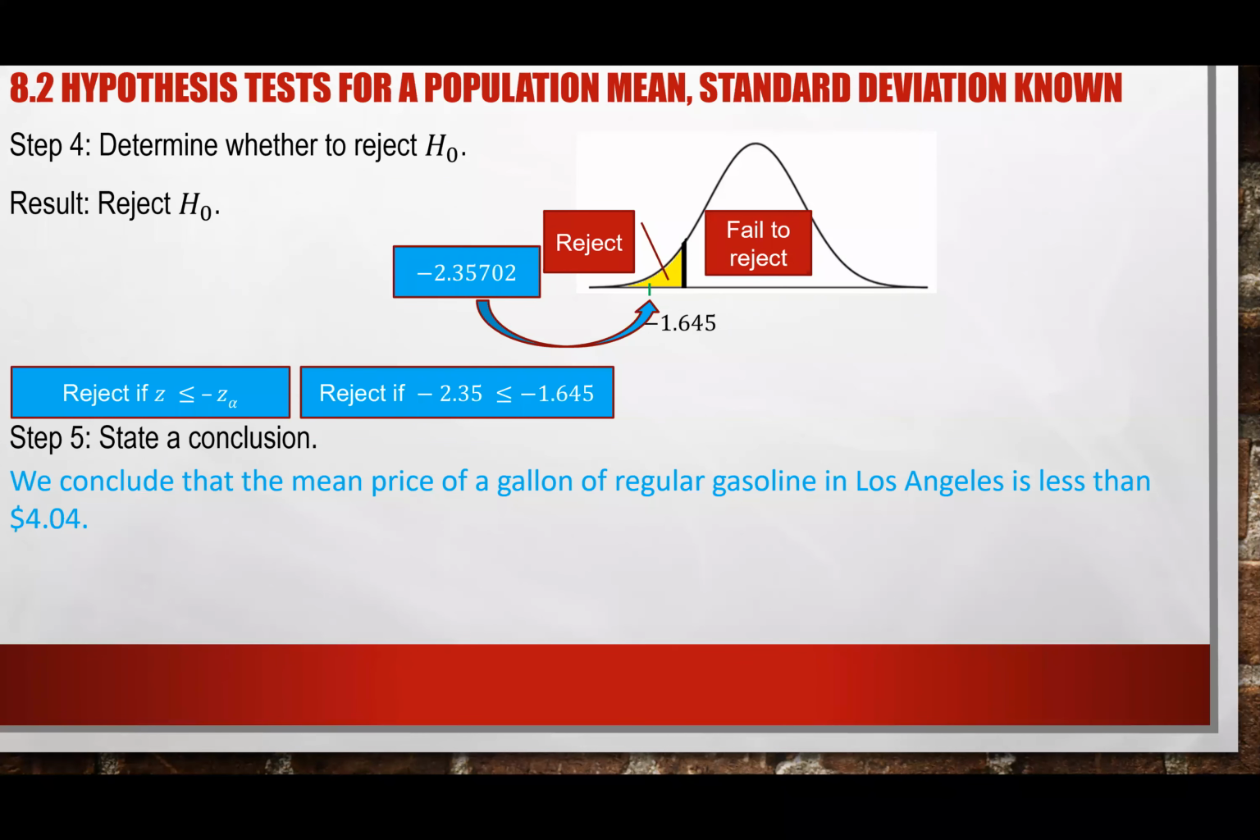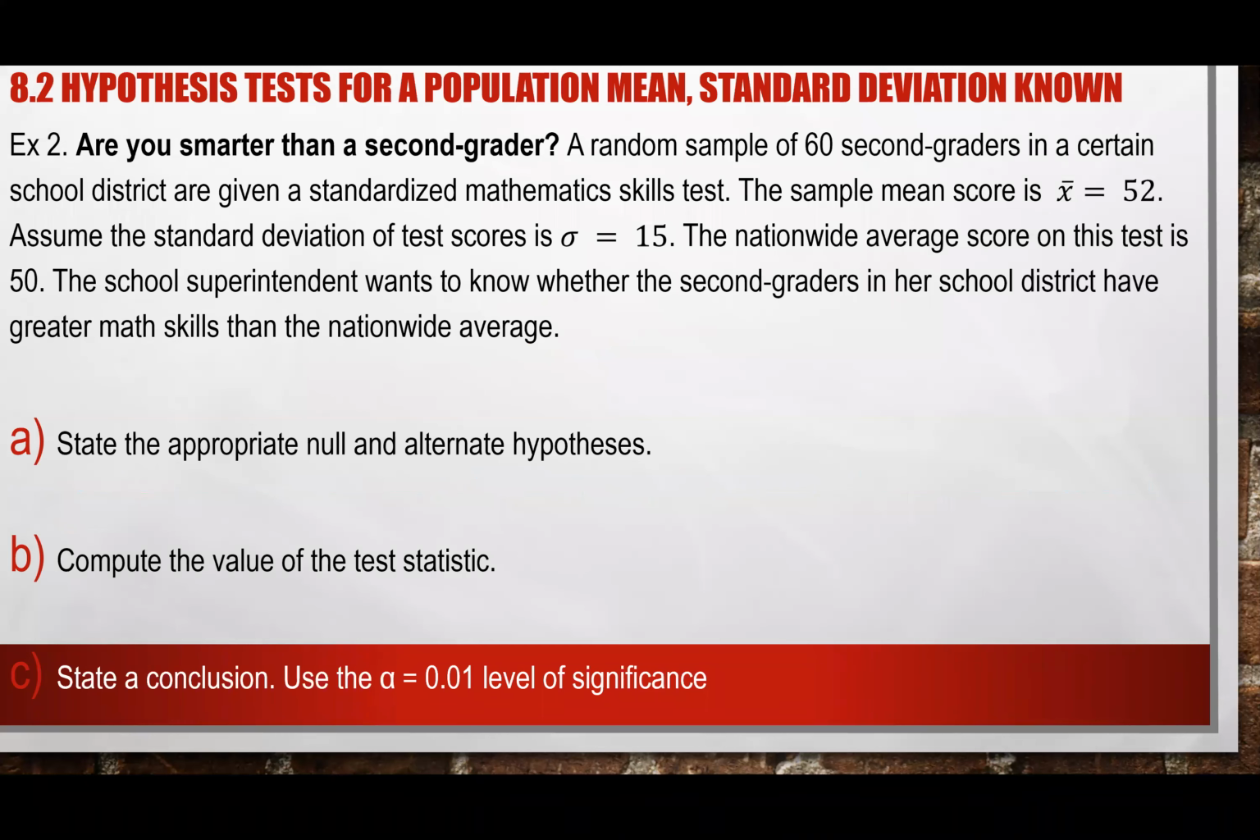All right, let's try another one, and then we see where to go from there. Same thing with this example 2. The question title is: are you smarter than a 2nd grader? A random sample of 60 second graders in a certain school district are given a standardized math skill test. The sample mean score is 52. Assume that the standard deviation of the test score is sigma equal to 15. The nationwide average score on this test is 50.